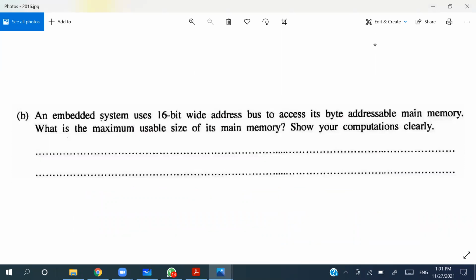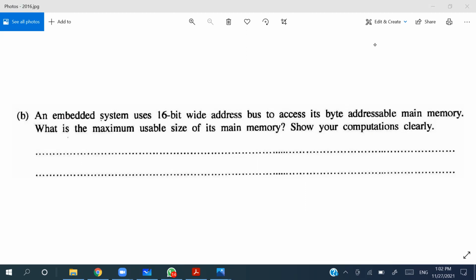Question 216: an embedded system uses a 16-bit wide address bus to access its byte addressable main memory. What is the maximum usable size of its main memory? Now you can see there are different names given to the address. Sometimes they mention it as address bus, sometimes as bits of the address, sometimes as word size. In any case, it is talking about the width of the address, right?